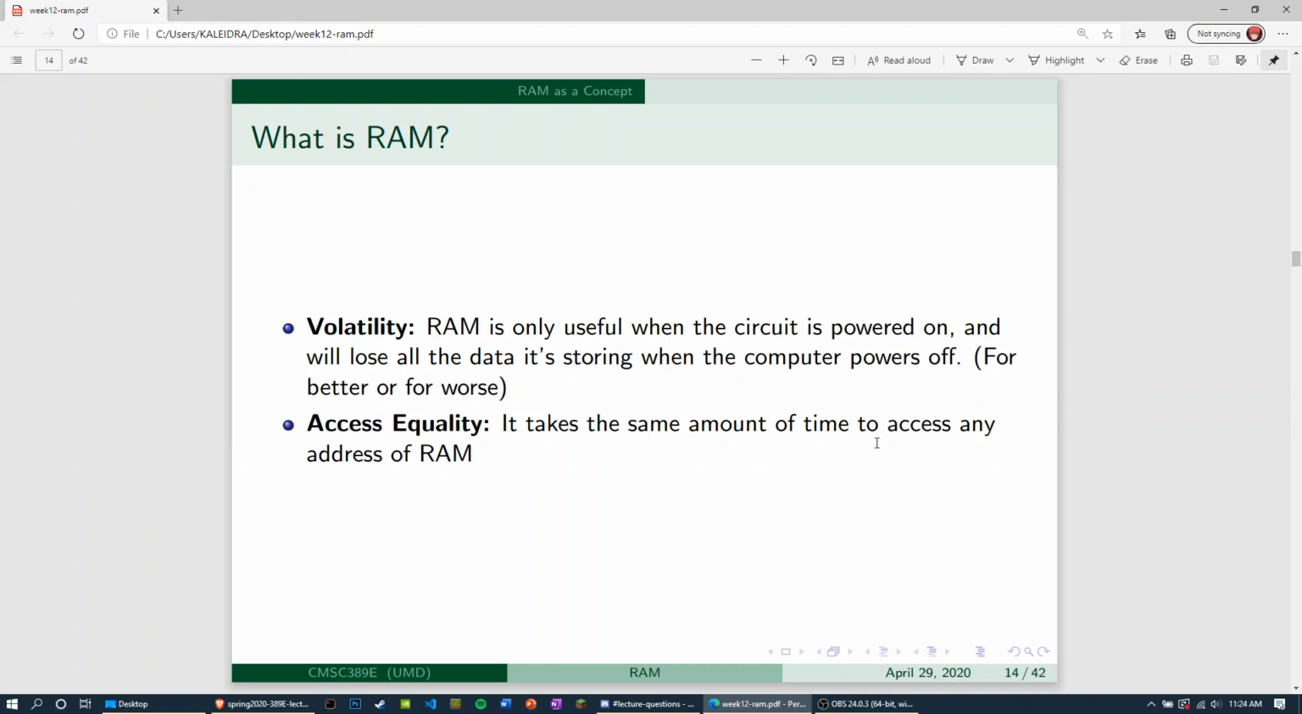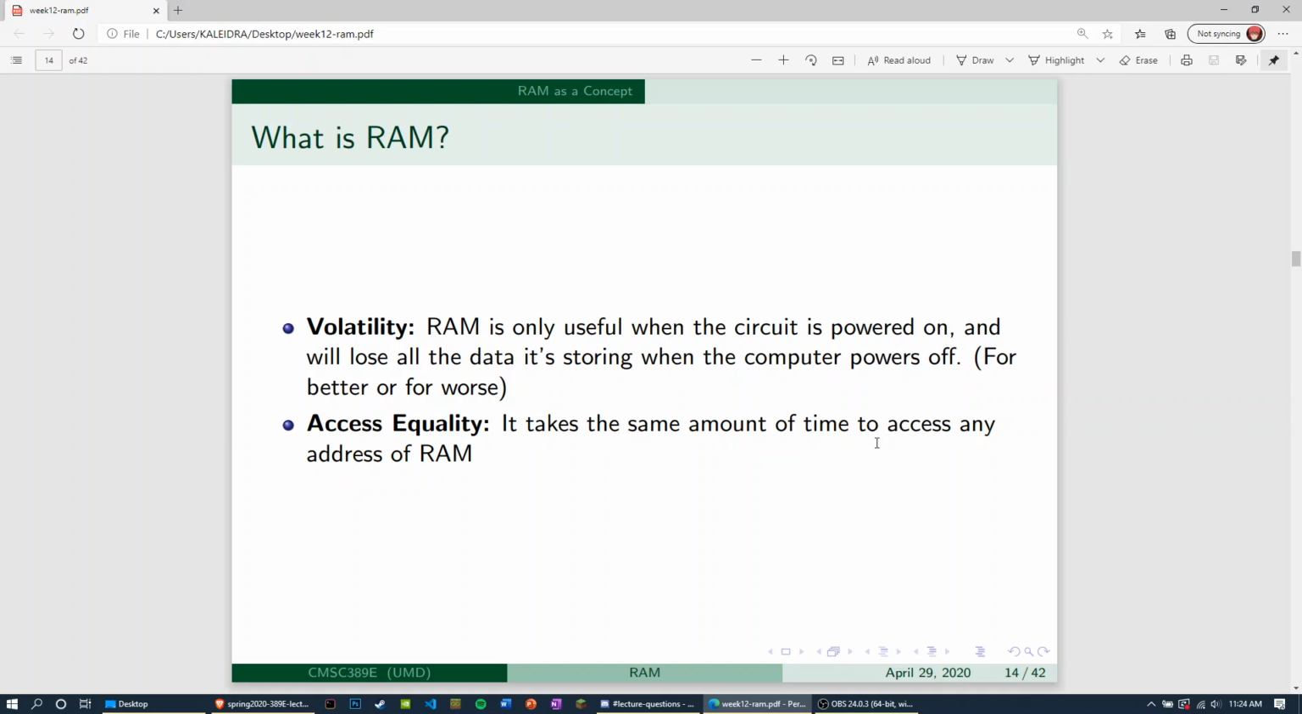Also, we want access equality, right? So it takes the same amount of time to access any address of RAM. Now you might be like, well, that sounds a little weird, especially if we have linear memory addresses, right? But think of it this way. The access time of a hash table, for example, is amortized constant time. And we're looking at the same deal here for our RAM, right? As long as you know which address to pull from, you're getting that in constant time. So that's where the access equality comes from for us here, right?